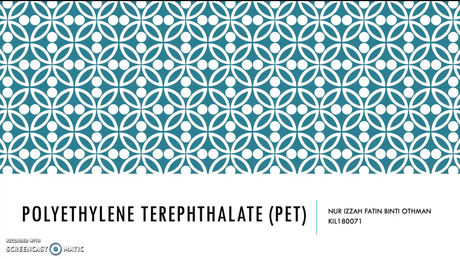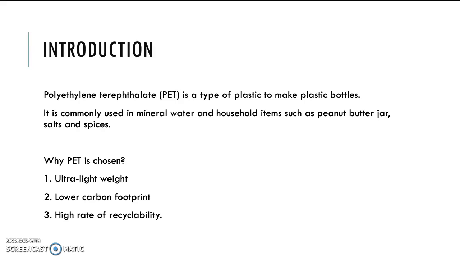I am Nur Izzah Fatin binti Osman, KIL 180071, and I will be doing a presentation about a type of plastic, which is polyethylene terephthalate, PET. PET is a type of plastic used to make plastic bottles. It is commonly used in mineral water and household items such as peanut butter jars, salts, and spices. Why is PET always chosen? This is because it is ultra lightweight, has a lower carbon footprint, and has a high rate of recyclability.